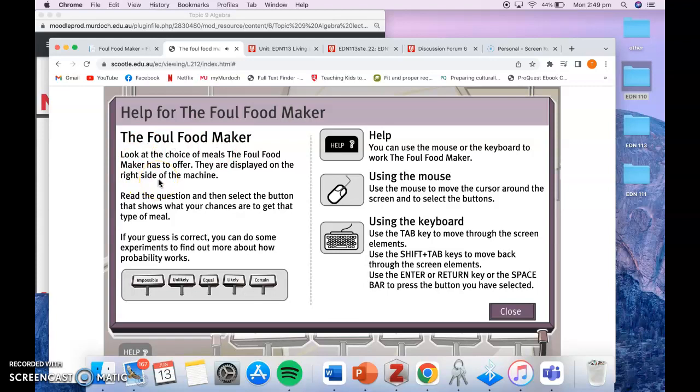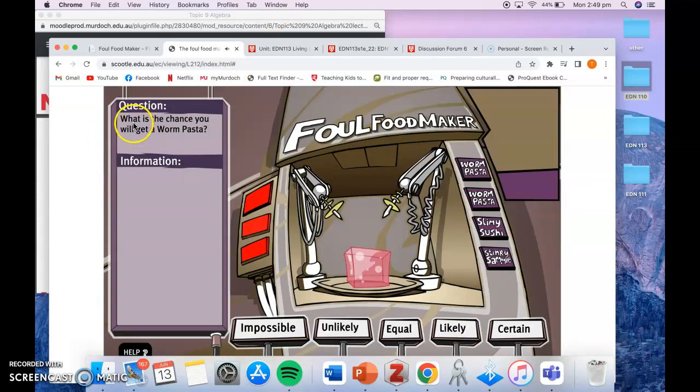So you look at the choices of meals and you decide from those choices the probability of you getting it. It would either be impossible, unlikely, equal, likely, or certain. If we close that, the question is, what is the chance you'll get a worm pasta?